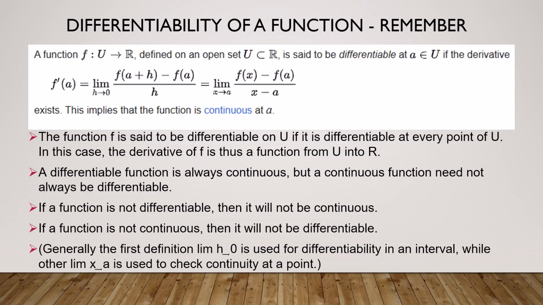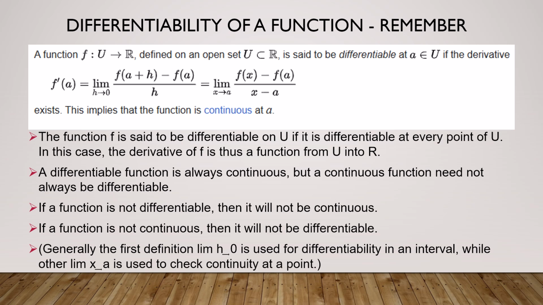We know that a function is differentiable if its derivative exists. A function f from U to R defined on an open set U subset of R is said to be differentiable at a point a belonging to U if its derivative f dash of a is equal to limit h tends to 0, f of a plus h minus f of a, upon h, or limit x tends to a, f(x) minus f(a), upon x minus a, exists. Remember, both are equivalent. As h tends to 0, x tends to a. As x tends to a, h tends to 0.